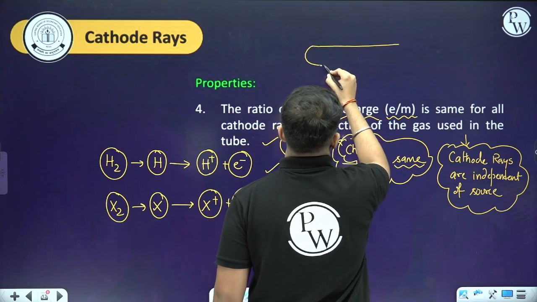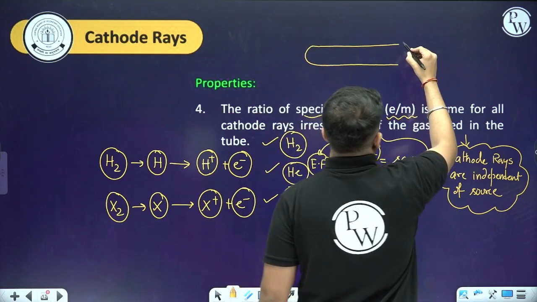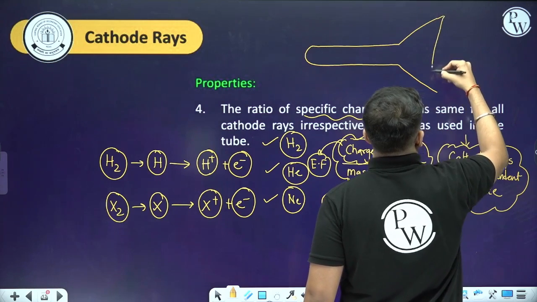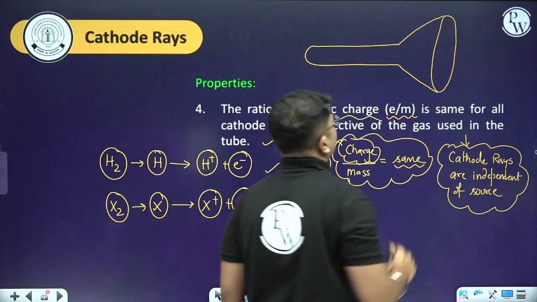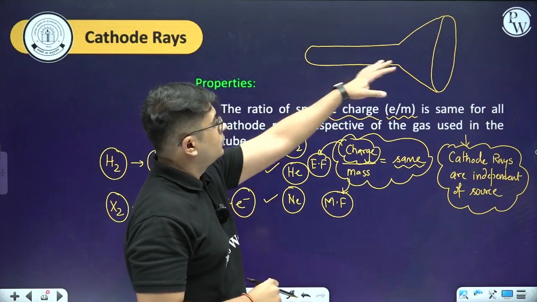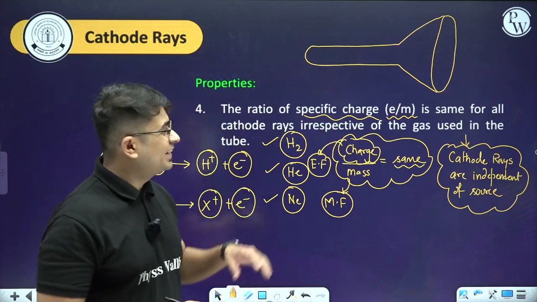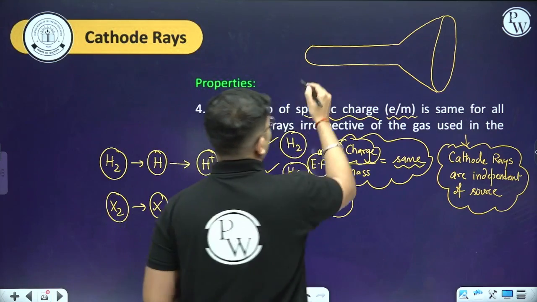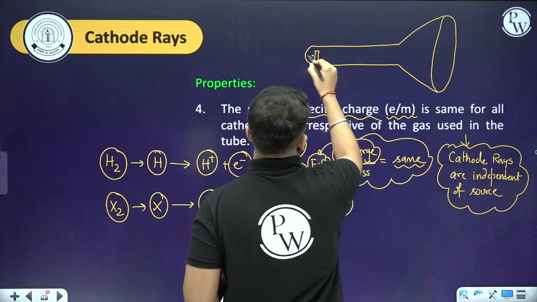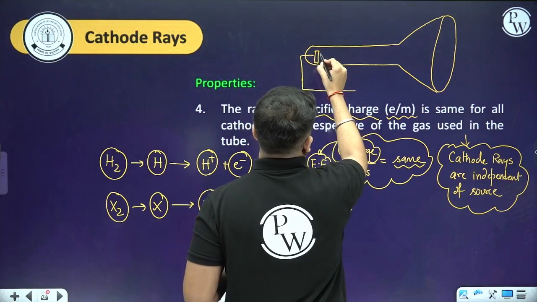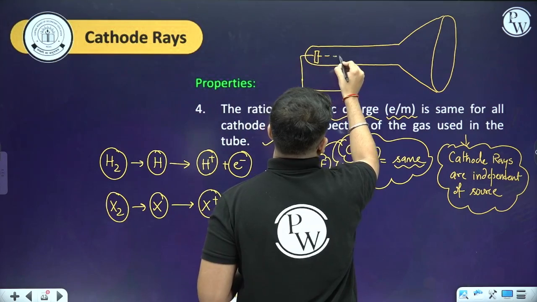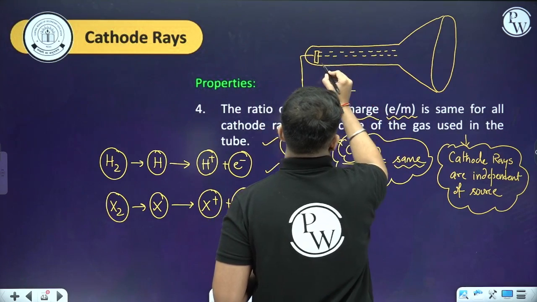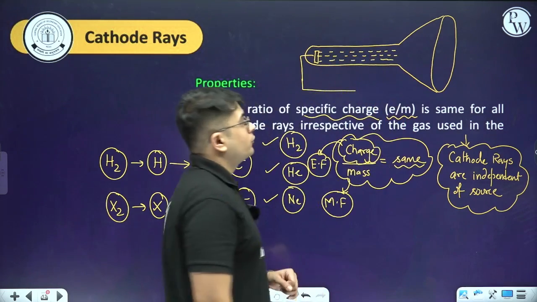Just bear with me. This is the experiment, which was supposed to be your cathode ray, let's say. In this particular case, this is the electrode to which they are connected, and some rays were originating from this particular part, and from this part, and from this part.